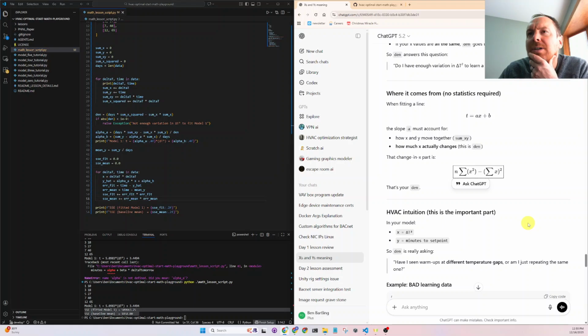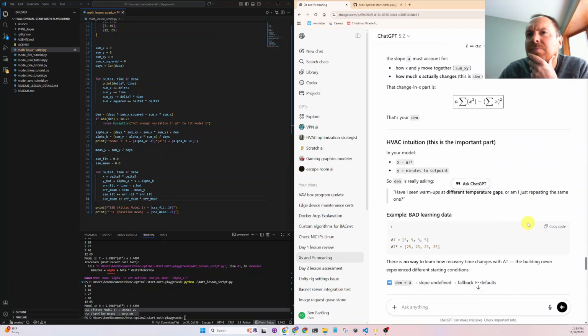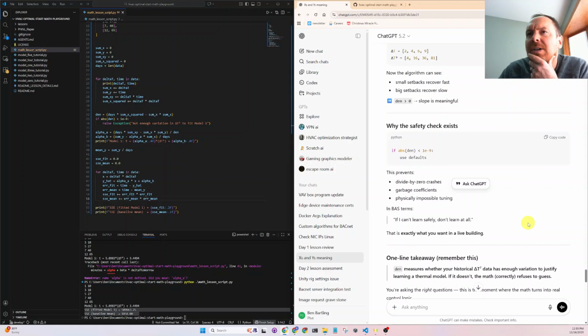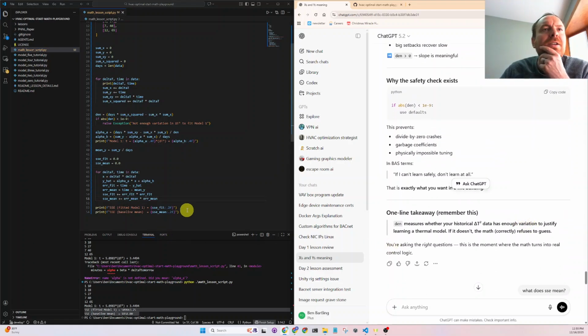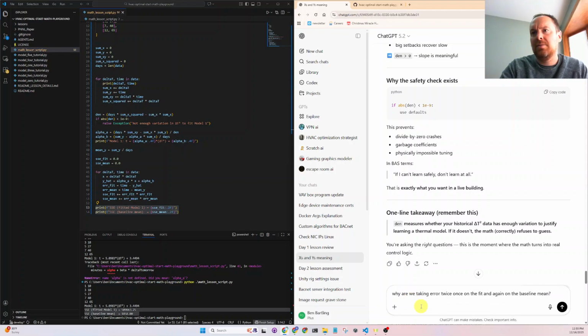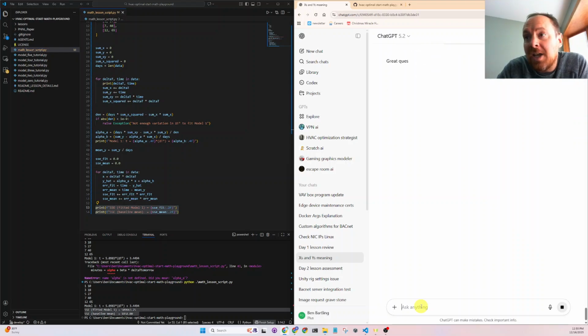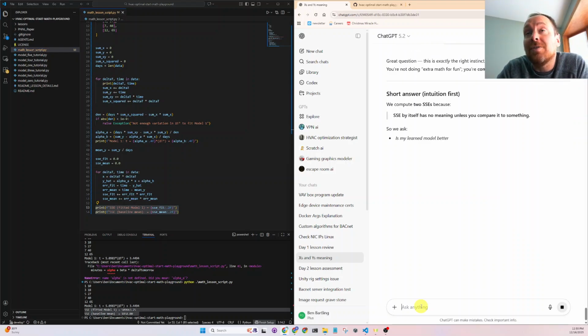Okay, the denominator question. No statistics required. Well, I guess what I was kind of curious to say, why are we taking error twice? Once on the fit and again on the baseline mean. Okay, let's just see what AI came up with for this, and then I think it's good enough for one day.